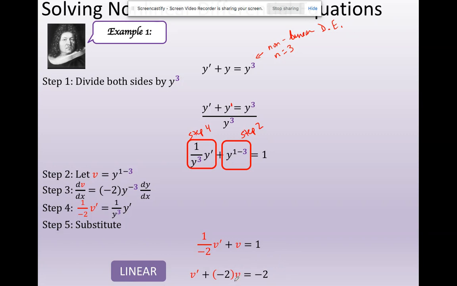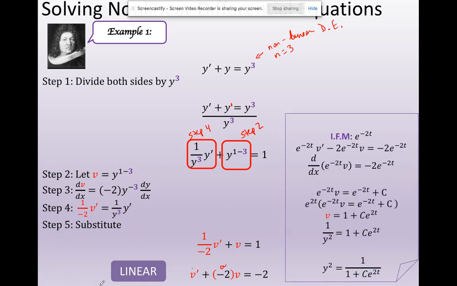Linear differential equation of the form, right? A derivative plus a constant, there's my constant times v. That's y prime plus ay is equal to g of t. So now I'm going to use the integrating factor method. Bam, bam, there you go. The integrating factor method.